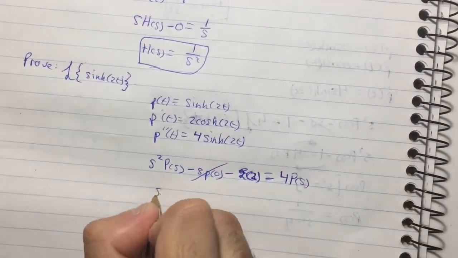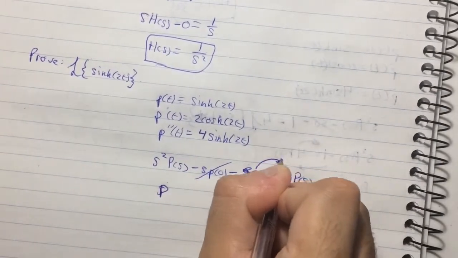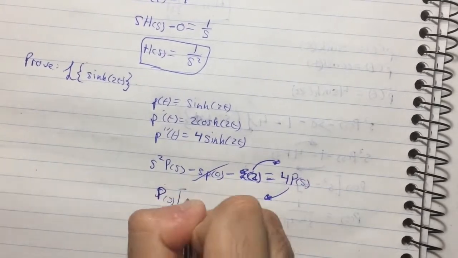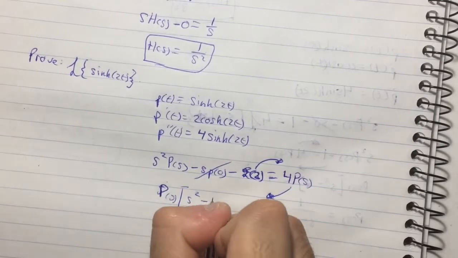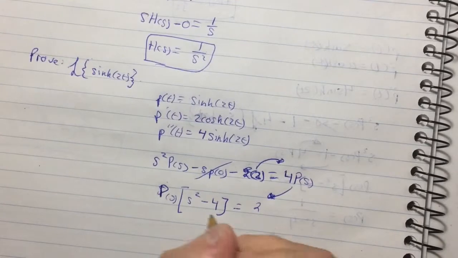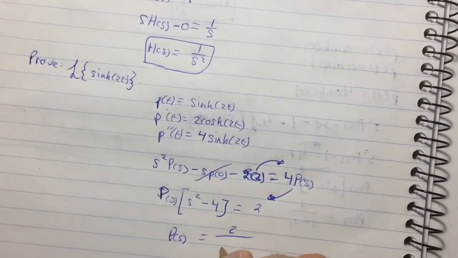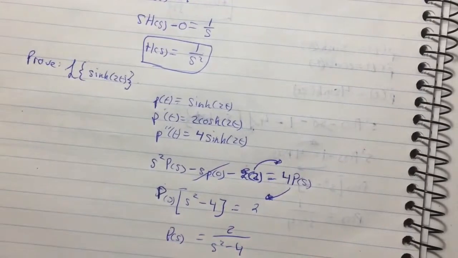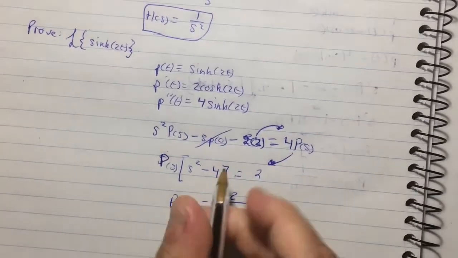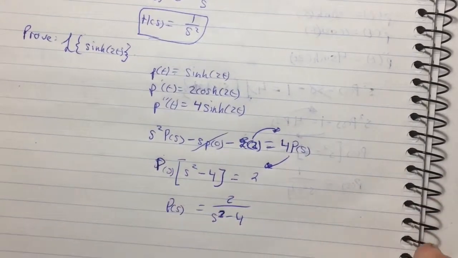Alright, so we're going to do a bit of algebra. We're going to take this 2 to this side, and this P(s) to this side, and we're going to say that P(s) times s squared minus 4 is equal to 2, because this is minus 2, right? Therefore, I'm sure you can see this shaping up exactly to what the Laplace transform of sinh of 2t is. I know it's really bad handwriting, but basically the Laplace transform of sinh of 2t is 2 over s squared minus 4, so we were able to prove that, which is fantastic.